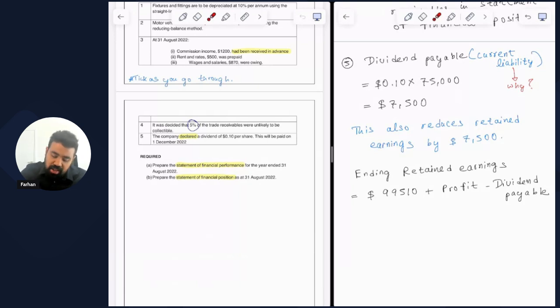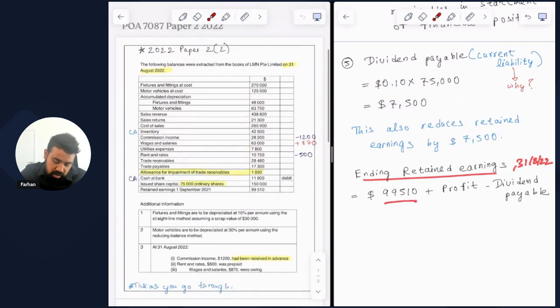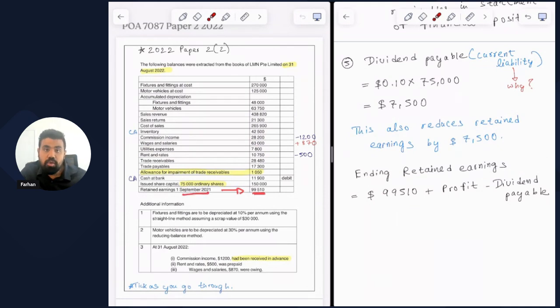So if you want to find the ending retained earnings at 31st of August 2022, you can calculate that by starting with the opening retained earnings, which is $99,510, which is what we have got from the list of balances given here. As you can see, the retained earnings at 1 September 2021, which refers to the opening balance, plus the profit, which we do not know yet, but we will know after we prepare the statement of financial performance, and then you will subtract the dividends payable. So we will find this balance eventually, and this is to be used as part of the statement of financial position because retained earnings is part of the capital or the equity in the business. Okay, so this goes into the statement of financial position.